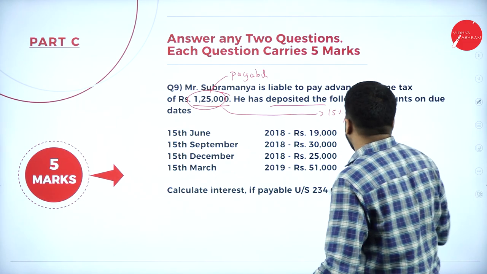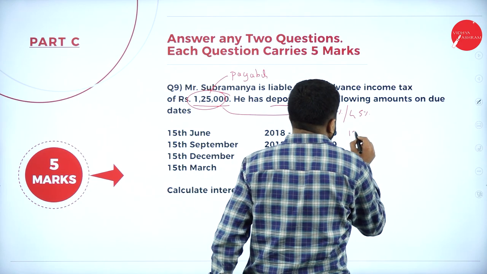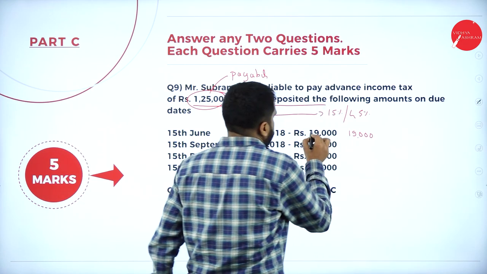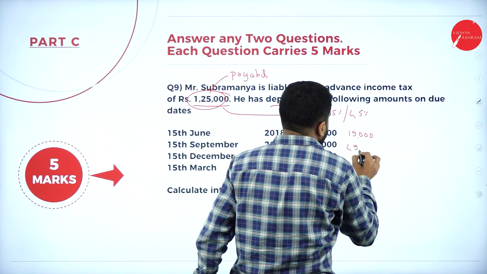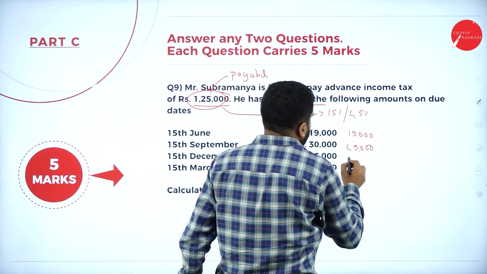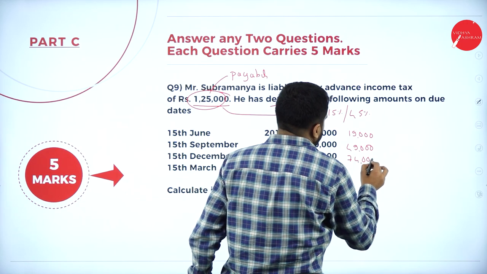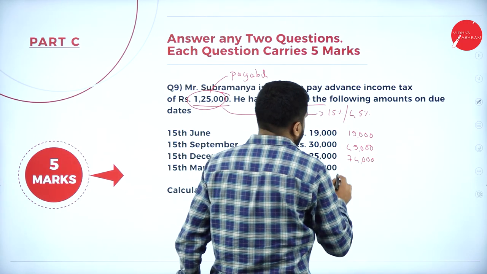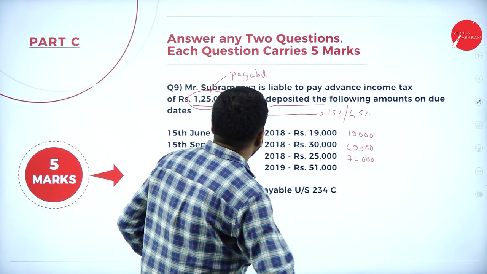So, cumulative I'll check. First installment they have paid 19,000. 19 plus 30, 49,000. 49 plus 25, 74,000. 74 plus 51, 1,25,000.